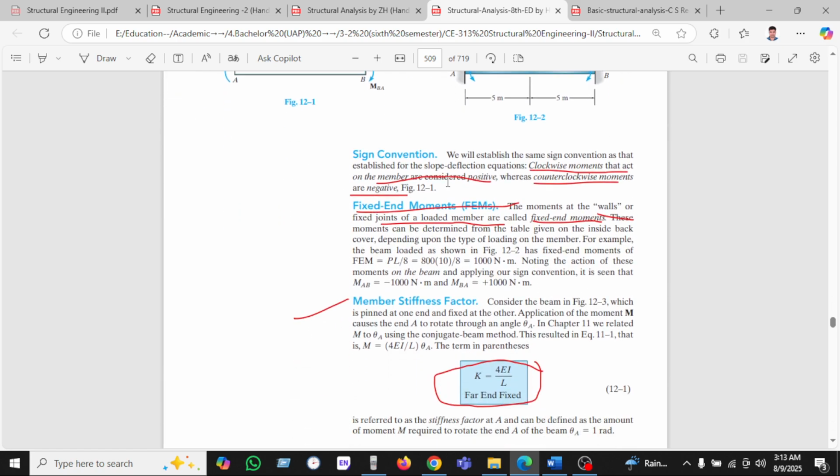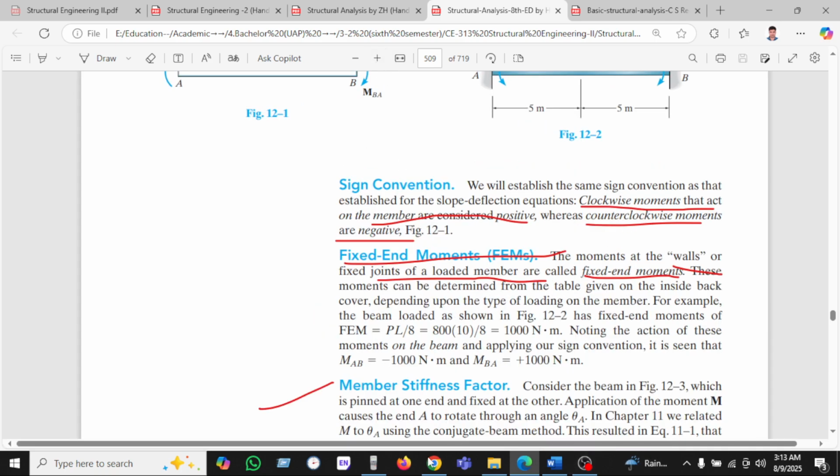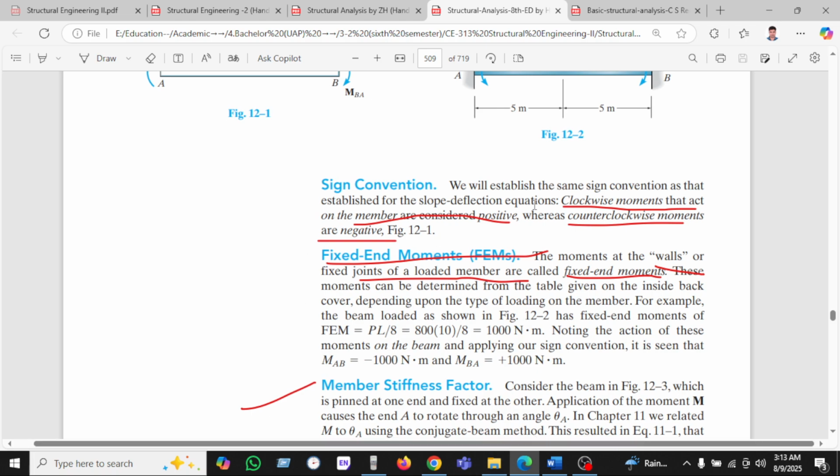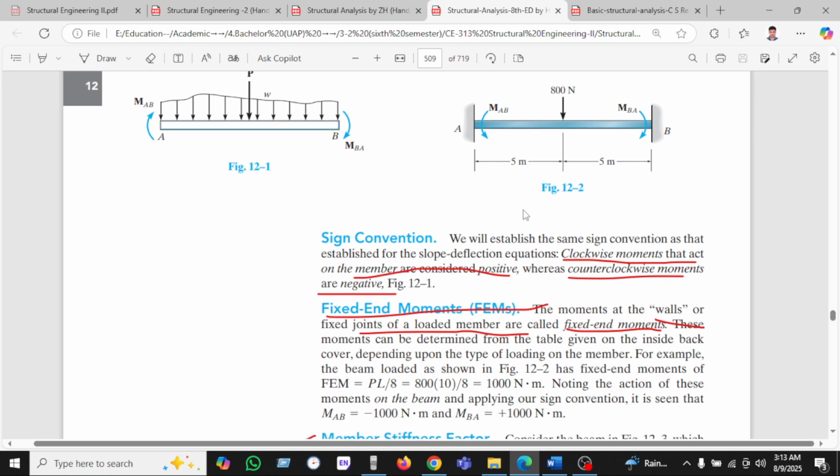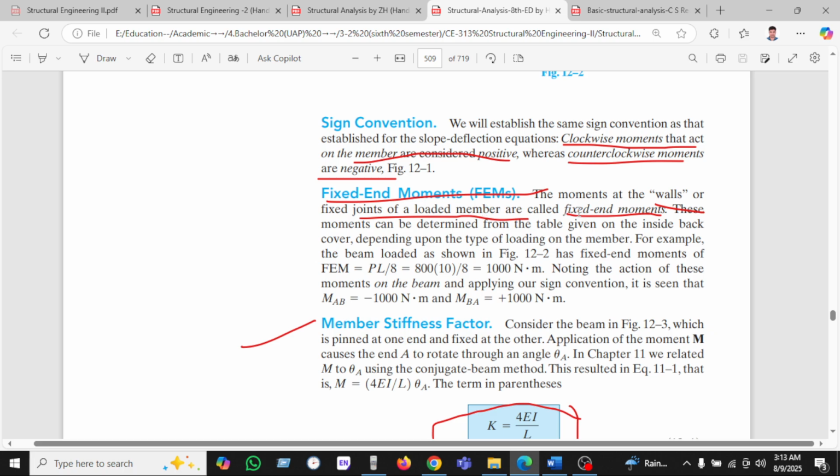So the sign convention is given here. Clockwise moments that act on the member are considered positive, and counterclockwise moments are negative. Okay, we can see this in the figure. Fixed-end moments: the moments at the wall or fixed joint of the loaded member are called fixed-end moments.